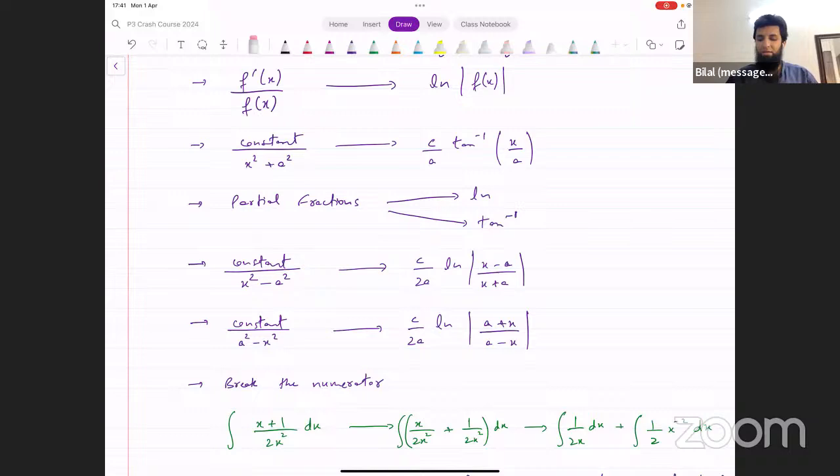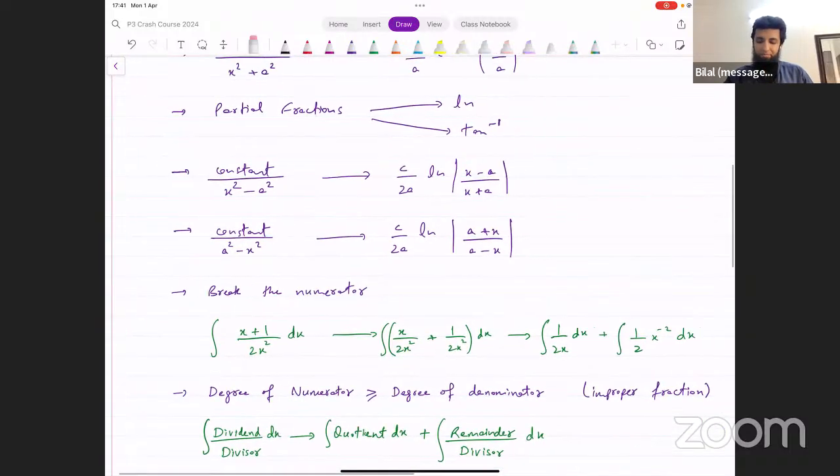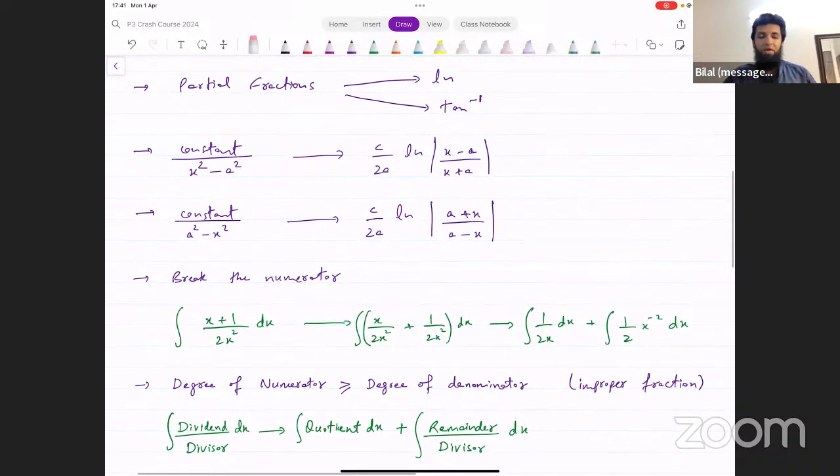Now you can break the numerator into 2 parts. That gives you 2 separate fractions like this, and then integrate those 2 fractions separately. And then finally, we looked at how to integrate improper fractions.